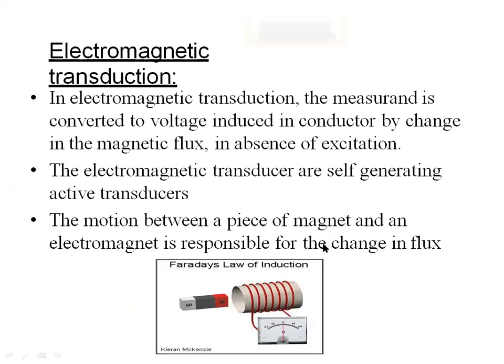So the motion of a piece of magnet, you can see this is the piece of magnet, is going to move inside of this cylinder, and on the outer side of this cylinder the coils are connected, and it is connected to the voltmeter. If this magnet moves inside, the magnetic flux will change. According to the change in the magnetic flux, the voltage will be induced. This is called electromagnetic transduction, which is the conversion of displacement into electricity, or mechanical energy into electrical energy.